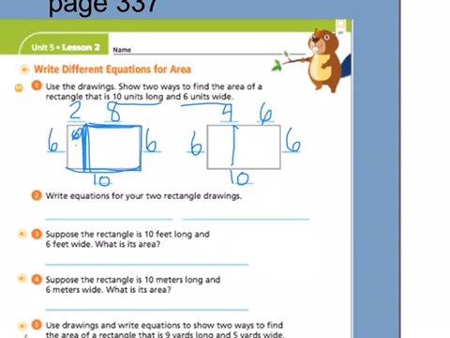Question number 2 says to write equations for your two rectangle drawings. So the first rectangle drawing, we have a 6 times 2 right here. And we're going to put that in parentheses. And then we have a 6 times 8. So I'm going to put a plus in the middle, 6 times 8. Another way to show that is to say that this 6 right here times this 10, 6 times 10, is another way to show the equation. So that would be the first rectangle.